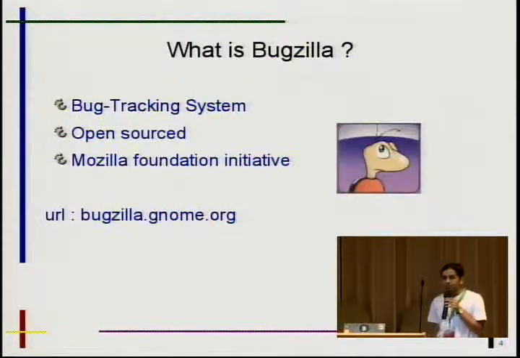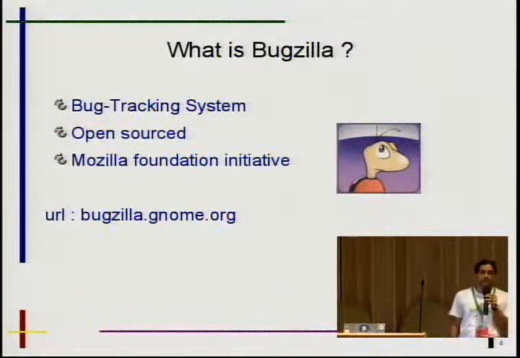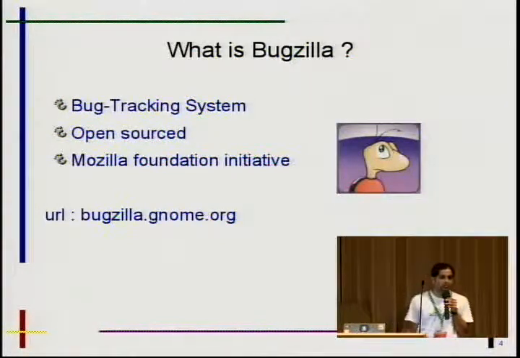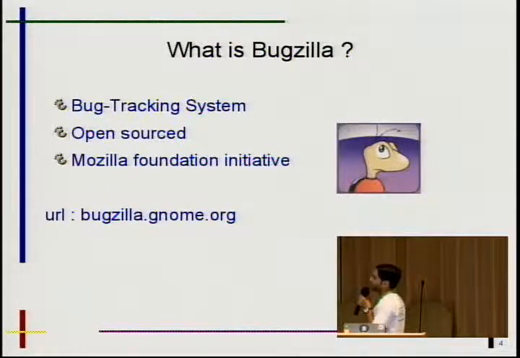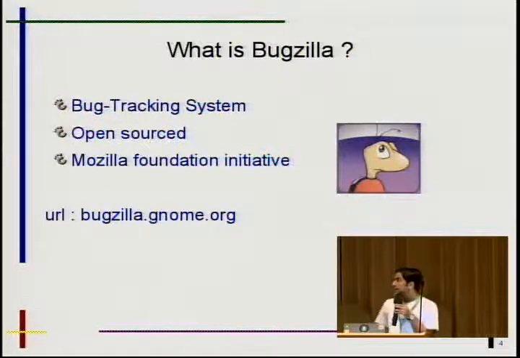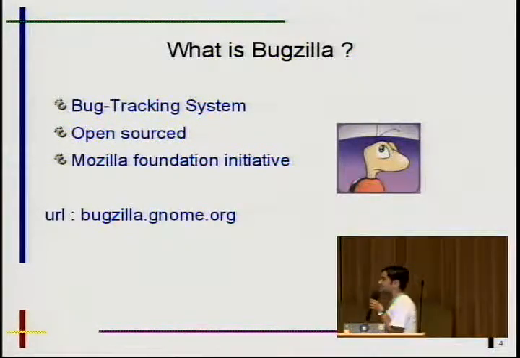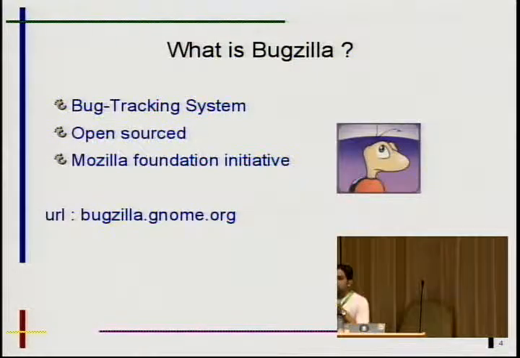Now, moving next to bug triaging, the first thing is what is Bugzilla. Bugzilla is basically a bug tracking system where we store information related to bugs. It's an open source project, a Mozilla initiative, freely downloadable, and we can download it and install it. I will be talking about GNOME Bugzilla. The Bugzilla URL for GNOME is bugzilla.gnome.org.